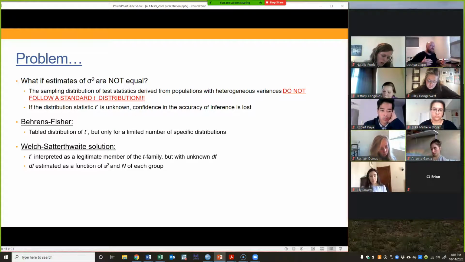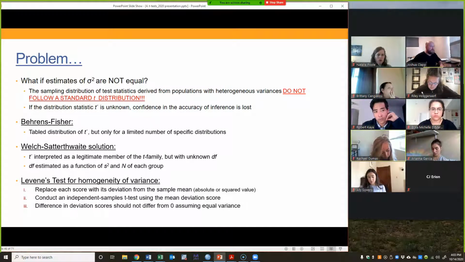So what we're assuming is that our t statistic still follows a t distribution. We just don't know which one. And so what we do with this is we estimate the degrees of freedom for our sampling distribution based on the variances that we've observed and the size of the sample in each group.